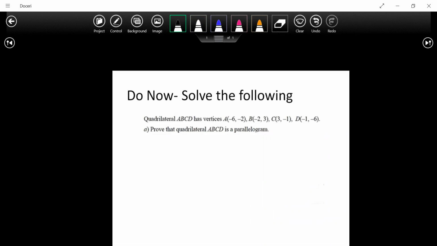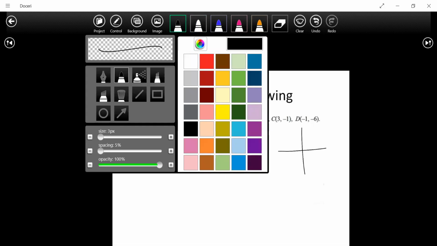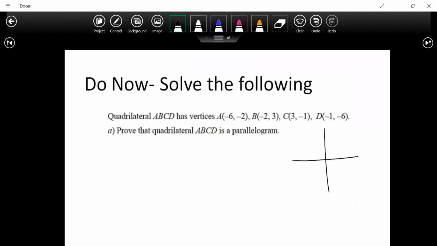The easiest way to handle these types of problems, if you're given nothing, is to still try to draw something out of it. If I'm drawing a coordinate plane like this, let's graph these points really quickly. Back 6, down 2, so let's say that's at A. Back 2, up 3, let's say B is up here. C is at 3, negative 1. And D is going to be back 1, down 6.